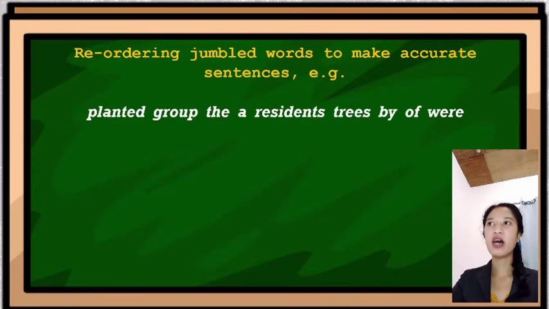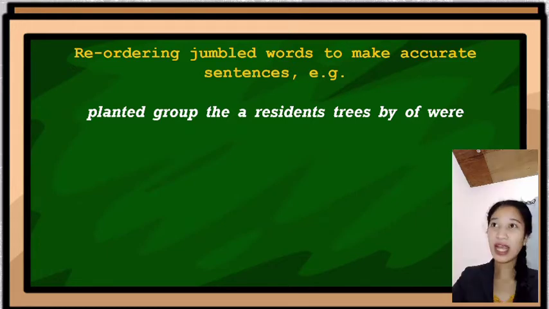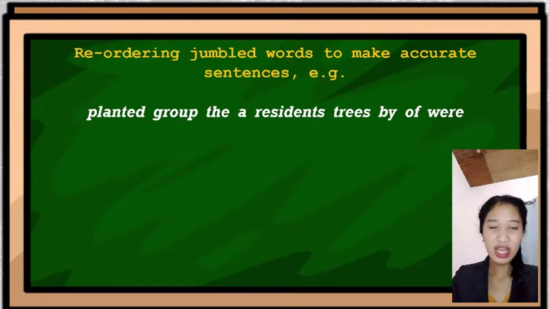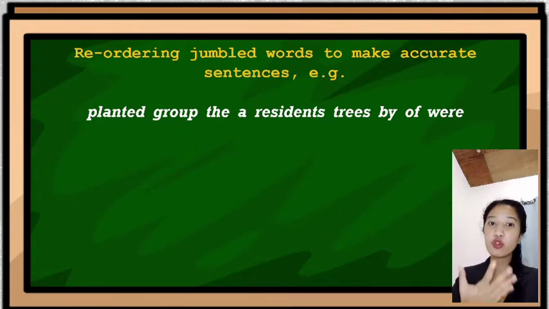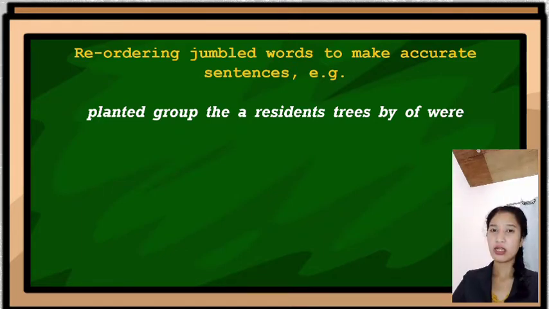Planted, group, the, a, residence, trees, by, of, where. Did you get it? By listening to it and by reading it, it is clear and obvious that it is not an accurate form of a sentence. So all we need to do is reorder or put them in the right order and be able to make it correct. Okay. So what do you think? What do you think is the best way to correct the incorrect words? Okay, let's figure it out.